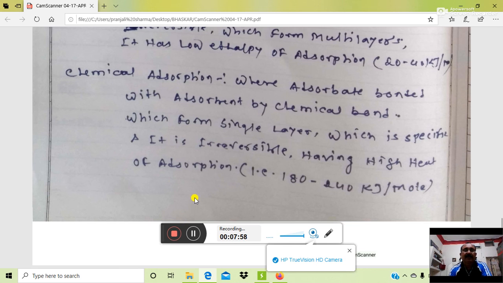Next part, the factors affecting adsorption. It is continued in the next part.